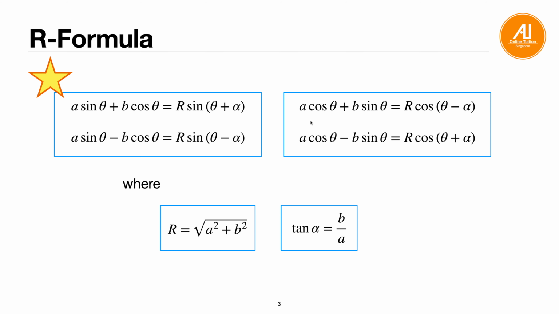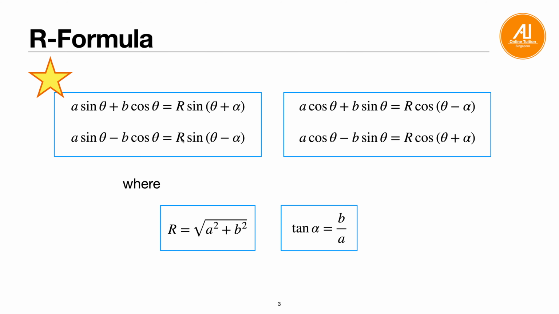What about cosine? A cosine theta plus B sine theta equals R cosine (theta minus alpha). If it's cosine first, the result will be cosine, and if it's plus, it will be a minus. If it's a minus, then it will be a plus. So for cosine, it will be the opposite sign, I mean the plus minus. Then if it's sine, the plus minus will be the same. If here is plus, here will be plus. If here is minus, here will be minus.